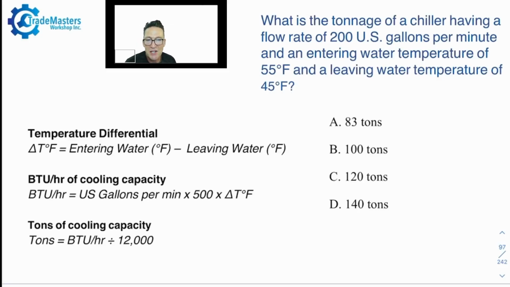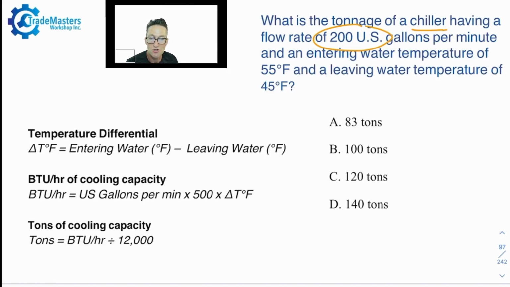All right, what is the tonnage of a chiller? We're talking chillers now. Having a flow rate of 200 US gallons. That's important, by the way, because there's a difference between a US gallon and an imperial gallon, and we have equations that relate to US gallons. To convert to imperial gallons, you would need to multiply by 1.2 because an imperial gallon is 1.2 times the size of a US gallon. So don't forget that. But anyways, our chiller has 200 US gallons per minute.